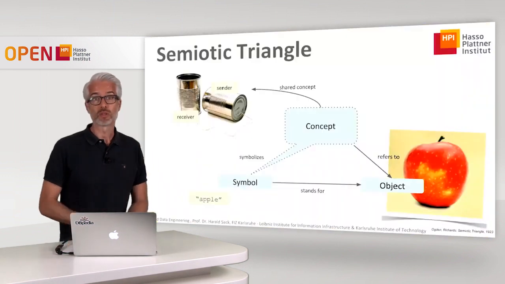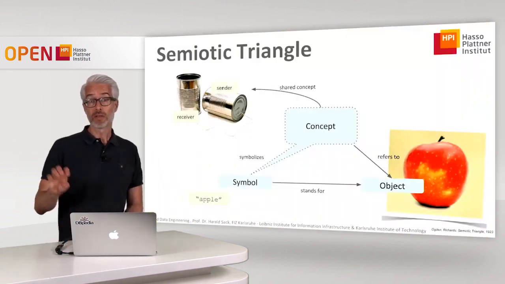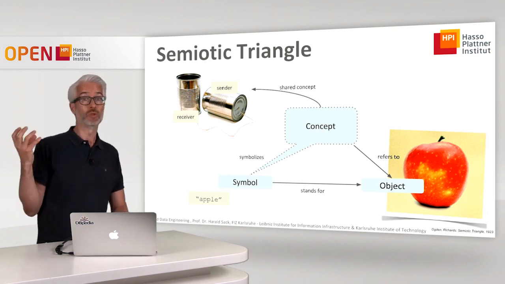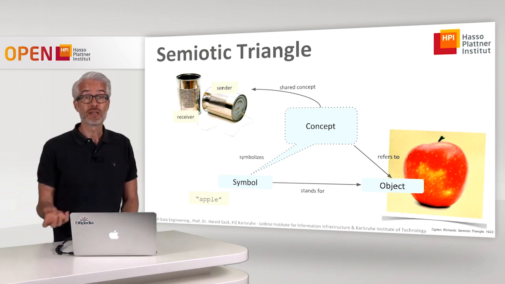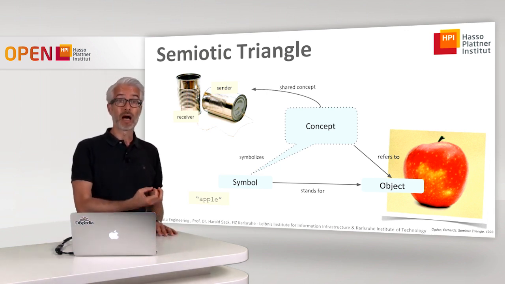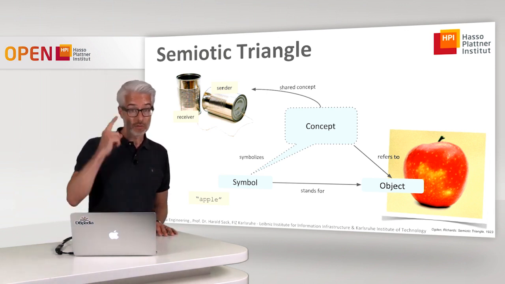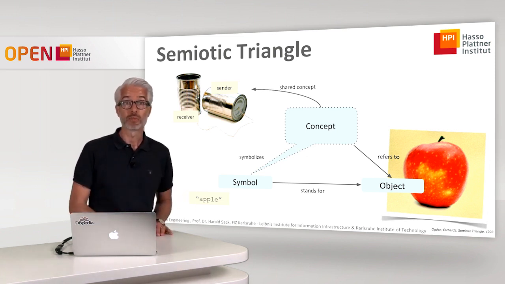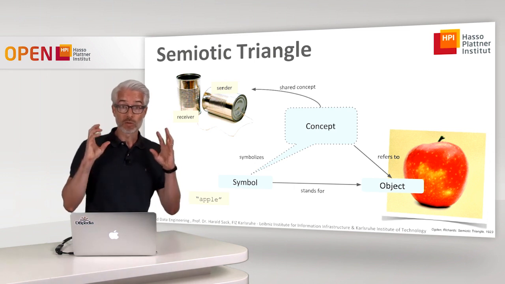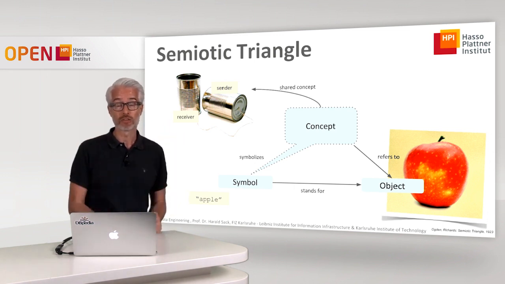You might remember this semiotic triangle. There, the original apple, the real-world apple, stands for the object of the real world. If I talk about the apple, I use a symbol. If you think about an apple while hearing that word, then you are dealing with a conceptual representation in your mind of that apple. So this is the concept.